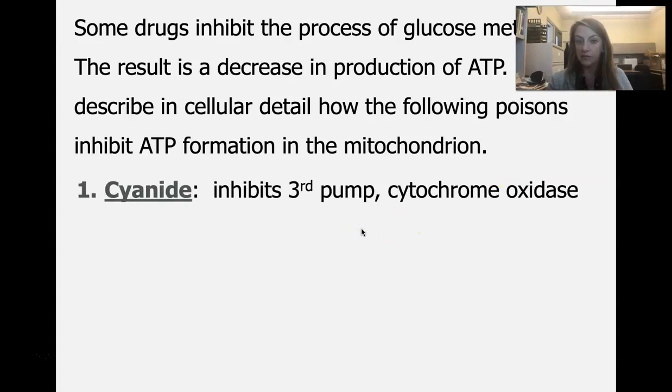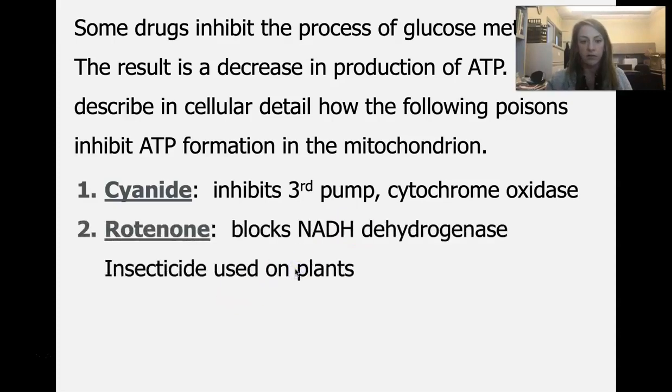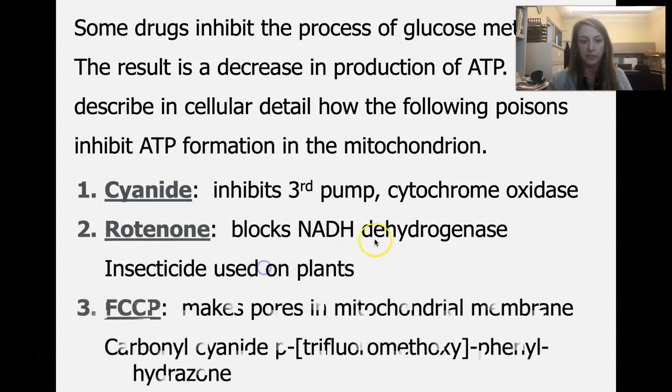There's cyanide. Cyanide inhibits the 3rd pump in the ETC. Okay, so I want you to think about how that's going to affect this whole process. There is rotenone, which blocks NADH dehydrogenase. This is actually an insecticide used on plants. Okay. And there's FCCP, which makes pores in the mitochondrial membrane. So think about how that might affect these metabolic processes.